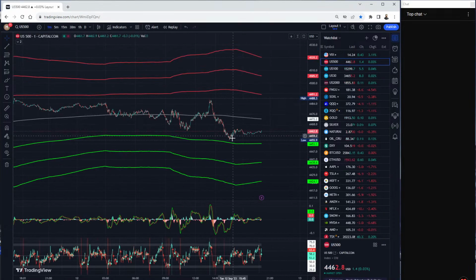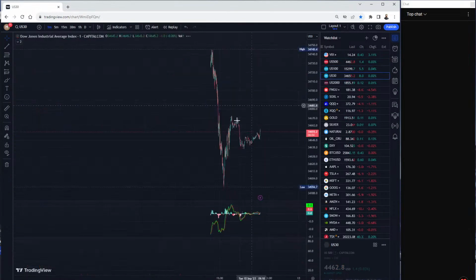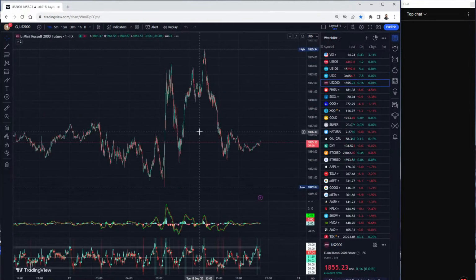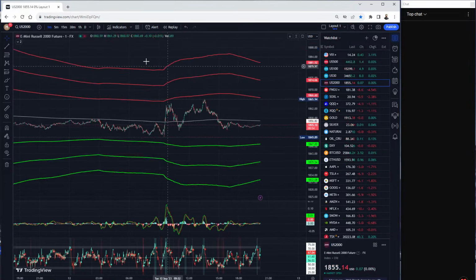And US 500 also you can see came to the buy zone and now is just bouncing from here. Dow Jones came from buy zone to massive sell zone, came to second standard deviation, now consolidating near neutral line. Russell 2000 is also now near neutral line.